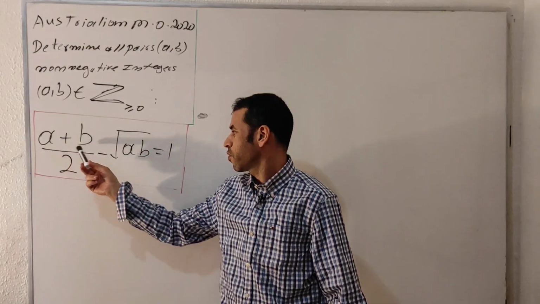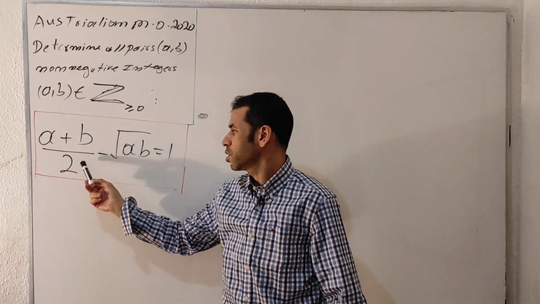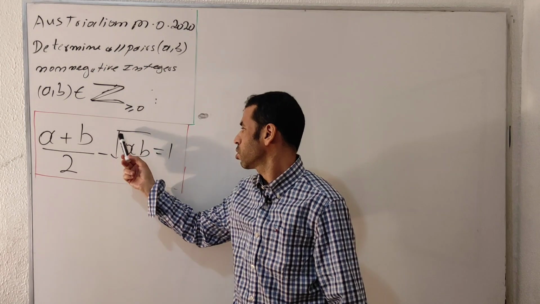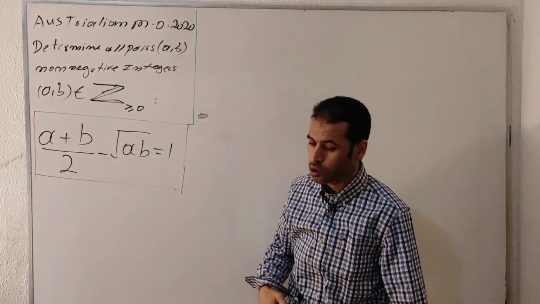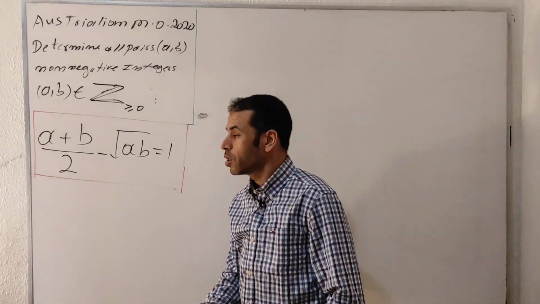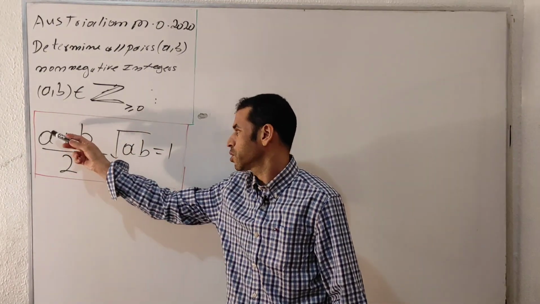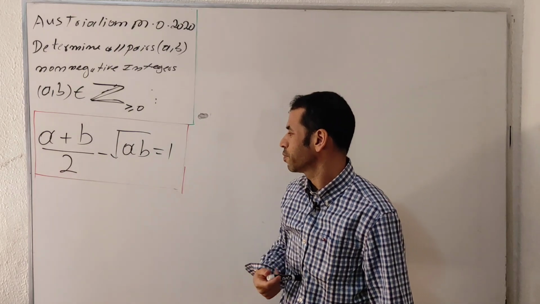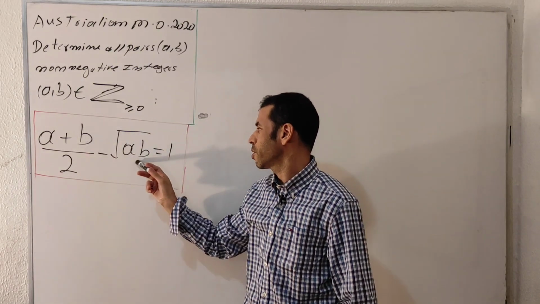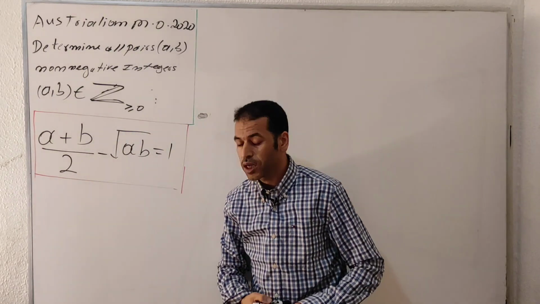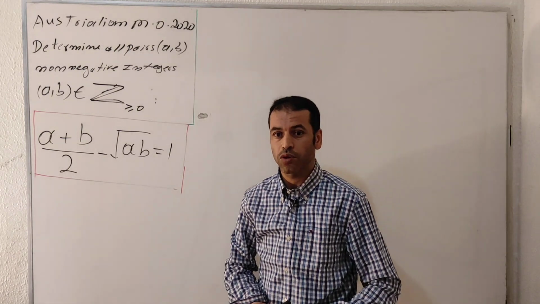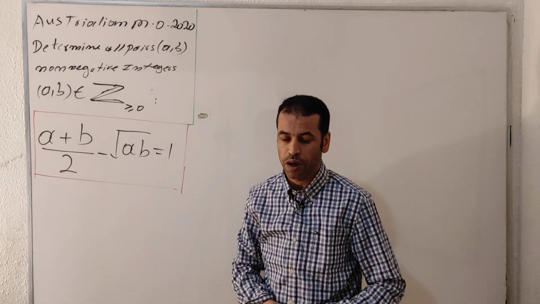We have the sum of these terms, (A plus B) divided by 2, minus the square root of the product AB, equals 1. If you take a look at this expression, we have a nice symmetry here. Whatever happens with A will be the same with B, okay? Because we have the sum here and then we have the product here. I would recommend you give this problem a try prior to going into the solution. So go ahead, pause this video, and come back to see the full solution.